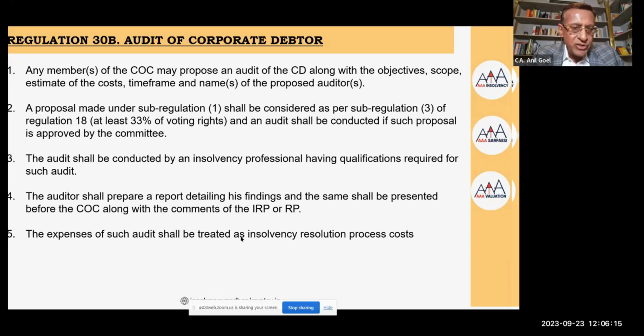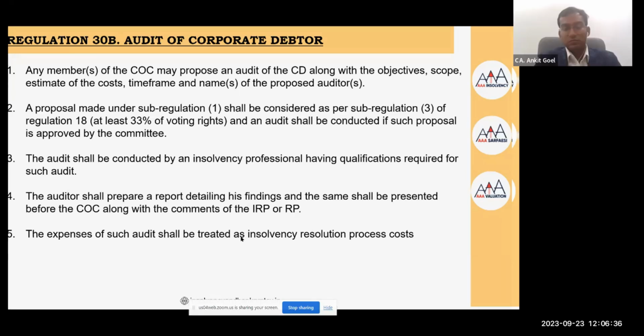So it is only during CIRP that they can also say that we are not interested in auditing the operations. We are only interested in auditing the CIRP cost. So that also can be the scope. In some cases, the committee may say that we are only interested in the audit of the operations with a specific objective, with a specific scope.